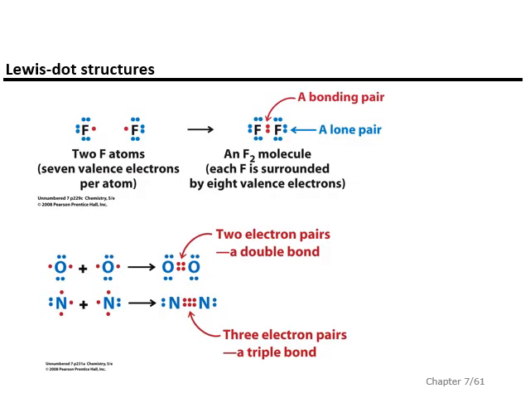For fluorine, fluorine is in the 7th column, so it has 7 valence electrons. F2 has a total of 7 plus 7, which is 14 electrons. So draw your 2 Fs beside each other and draw a line between them. That uses 2 of the 14, and that leaves 12, of which now we want to put as many as we can on the 2 Fs.